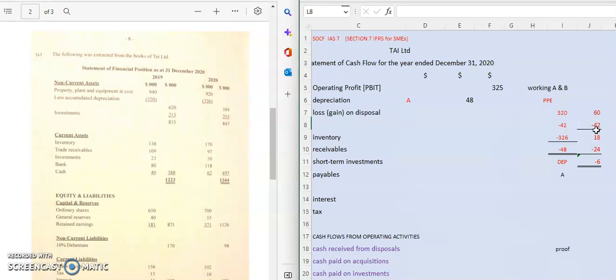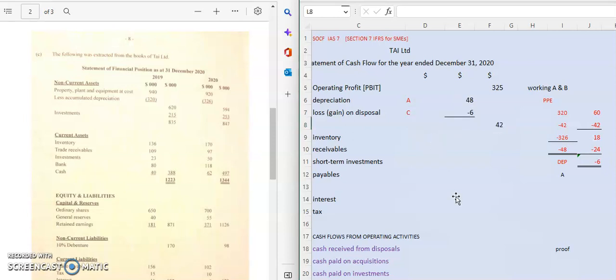So 60 minus 42, sorry, will be 18. 18 is surely less than 24, so that means we made a gain of 6. So when we make a gain, according to this thing, you subtract. So we can subtract that gain. All right? So let's just add the totals and put in there.